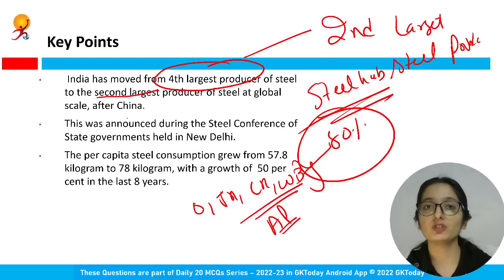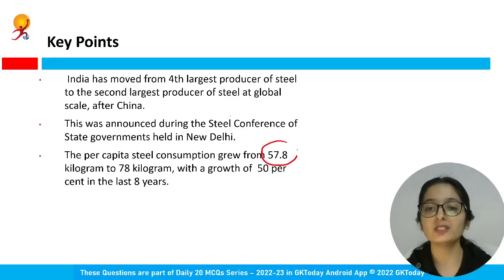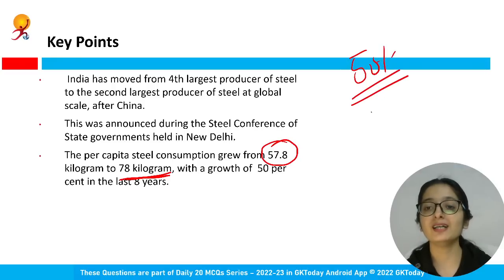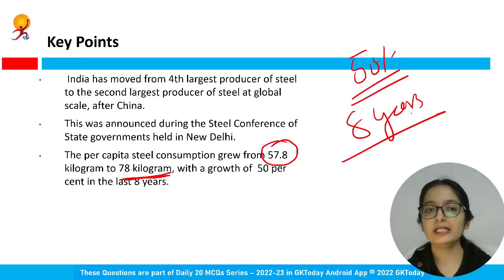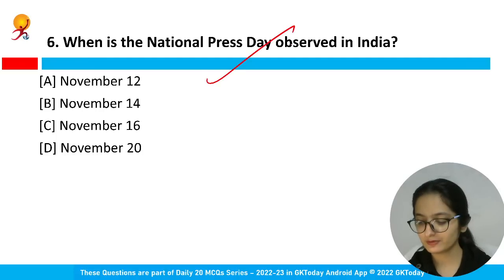Second largest producer of steel after China is India, and this was announced during a steel conference of state governments held in New Delhi. If I talk about per capita steel consumption, it grew from 57.8 kilogram to 78 kilogram, with a growth of 50% in the last 8 years. Clear?